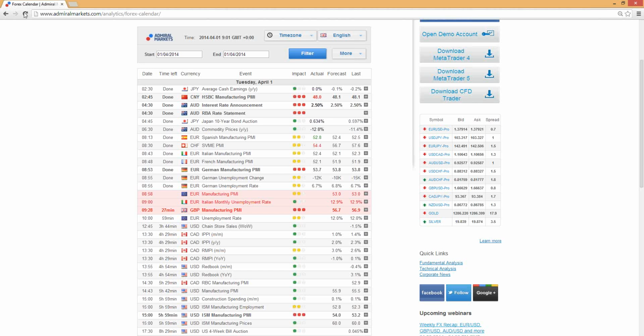Let's take a look at this news event here in the meantime. German PMI just slightly less than forecasted, 53.7. Italian slightly more than forecasted. French slightly more than forecasted. German unemployment change positive though. Unemployment rate positive, so that's good news. Euro manufacturing PMI flat. Euro monthly unemployment rate slightly up. Overall, I guess, a bit more positive than negative. Spanish PMI was also positive.